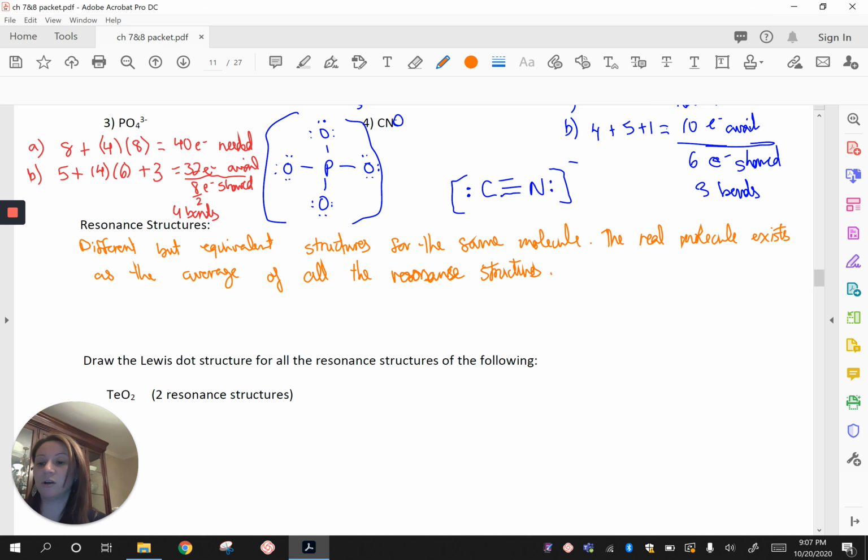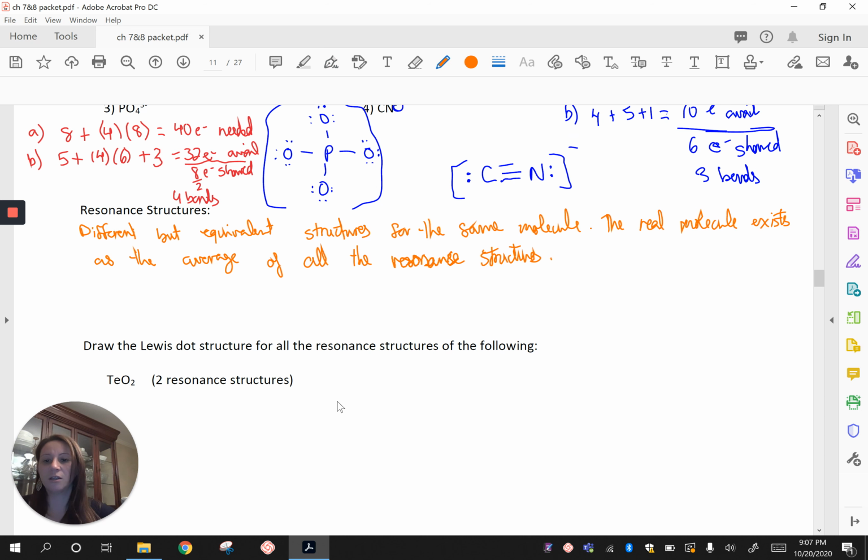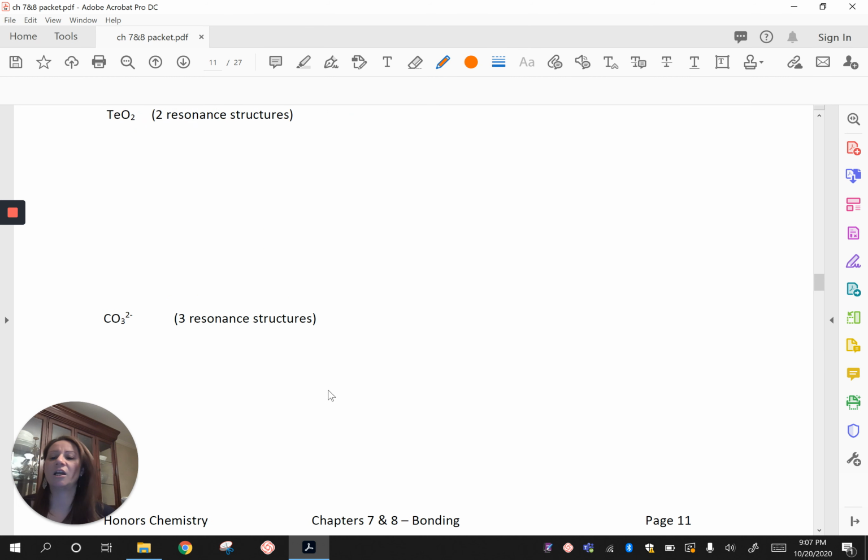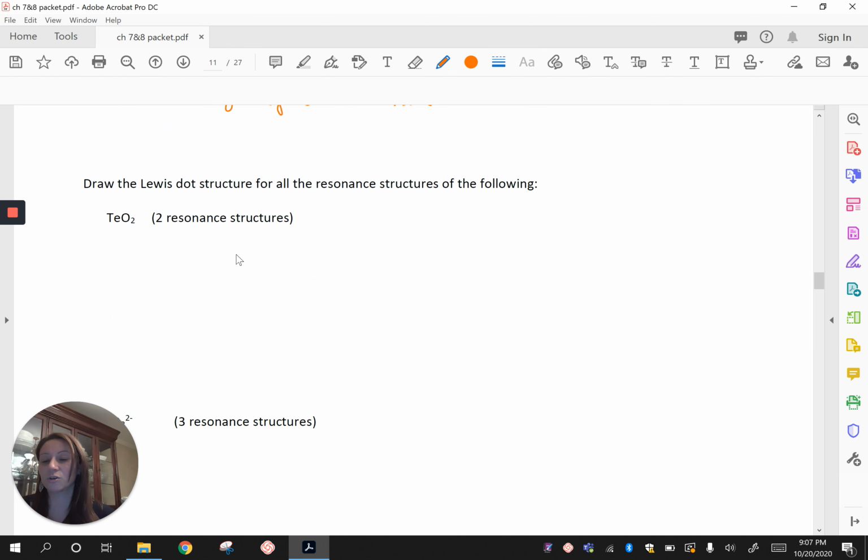And for this year, I'm actually going to tell you how many resonance structures there are. So you'll see next to each of these examples, I'm giving you how many resonance structures. If you were to take AP Chem or chemistry in college at the next level, you are going to be expected to know how many resonance structures just by looking at the molecule. So TeO2, I'm going to go ahead and do my math for this one.